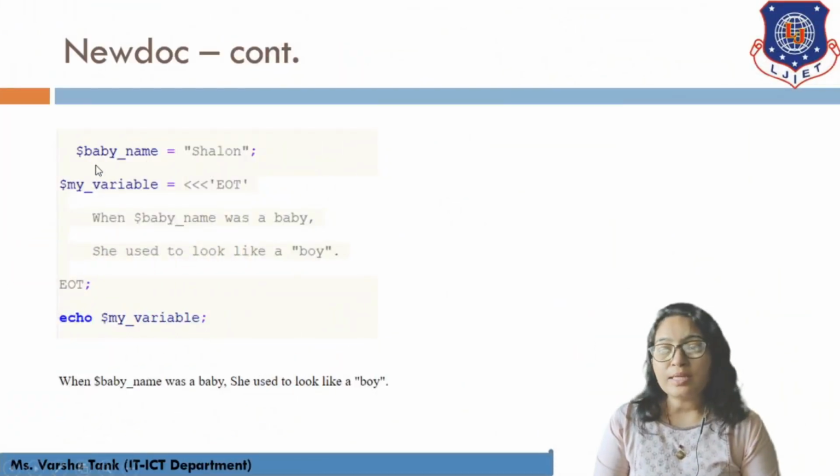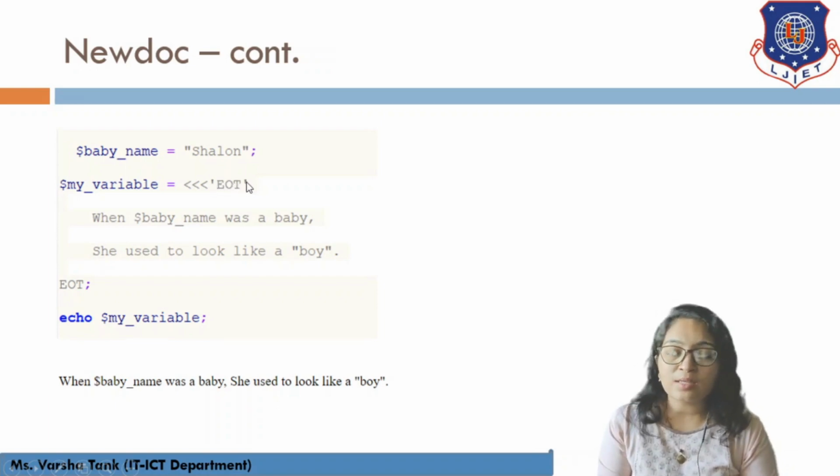Now here you can see the example, again the same example, $baby_name is Shannon. The syntax is the same as the here doc, but what is the difference? Here you have to define it in a single quote, so it will work as a nowdoc, and in a here doc we are not using the single quote. That is the only difference, no other difference.